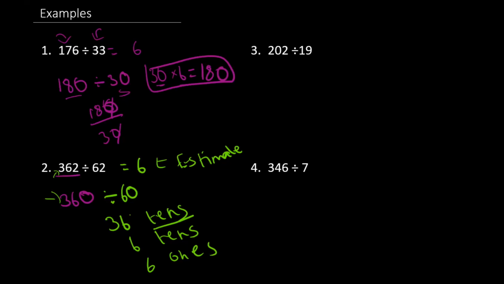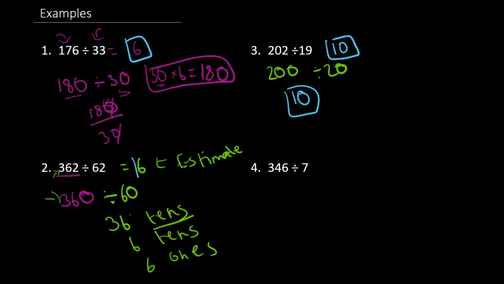Let's do the third question. 202 divided by 19. We can round 202 to 200 and then 19 to 20. We use the division sign. So 200 divided by 20. Well, that is 10. So our estimate is 10, but our actual answer will be close to 10.